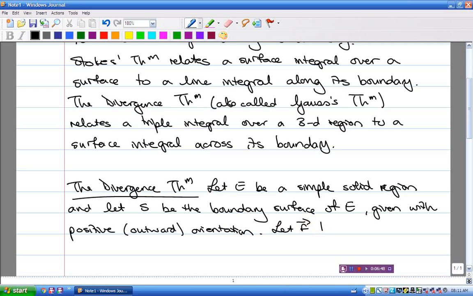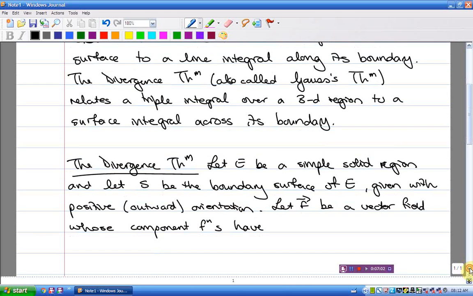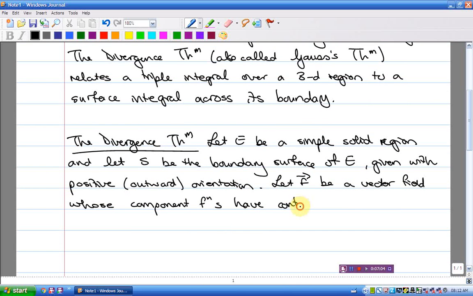Let F be a vector field whose component functions have continuous partial derivatives. We always have that, don't we? Have continuous partial derivatives on an open region that contains E.